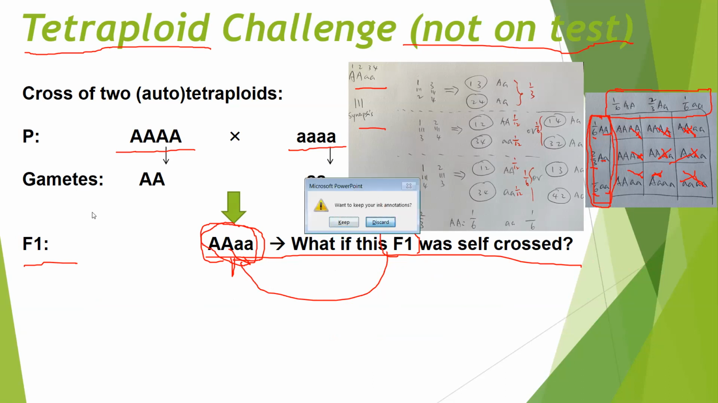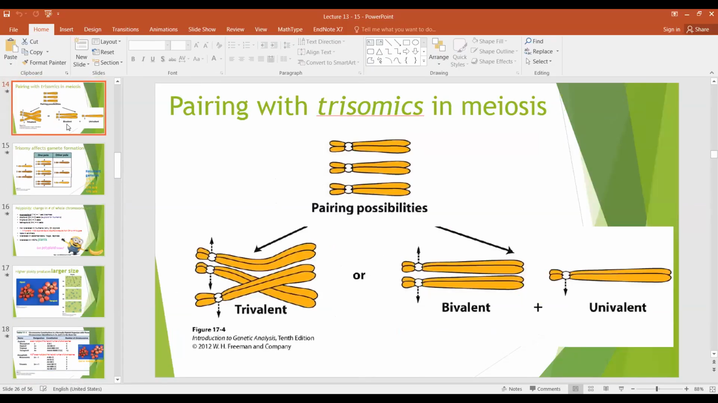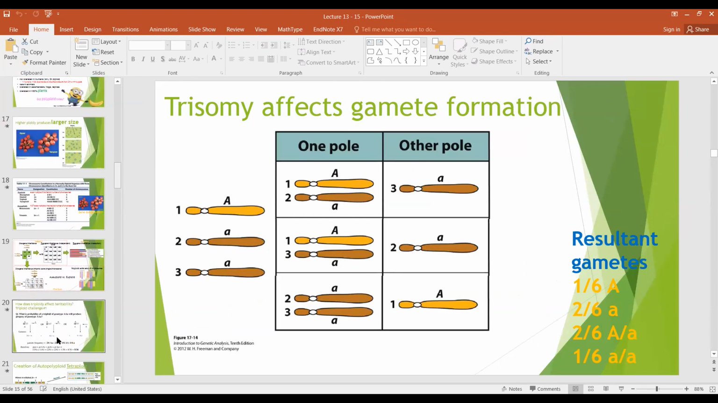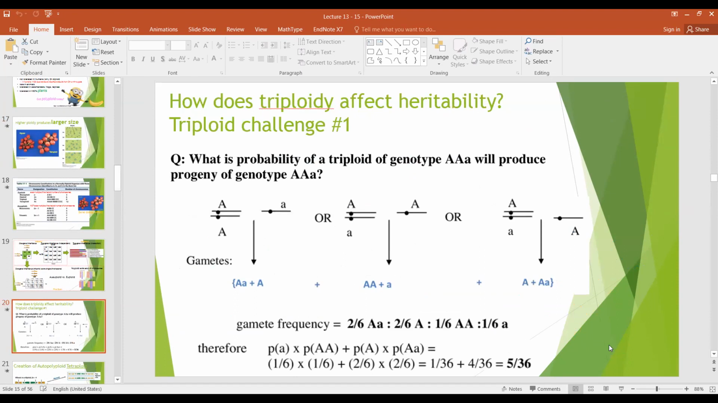But for the triploid, let me go back to here. Definitely this is important. Everybody should understand the biology behind this. And if I give you a question like this, you should be able to work out the answer to this problem.